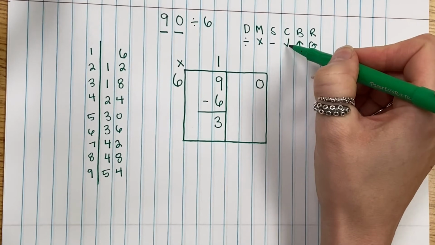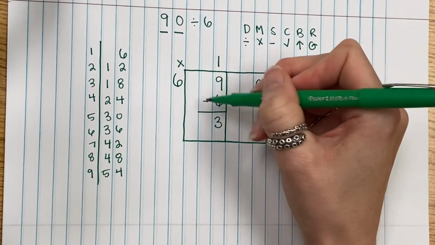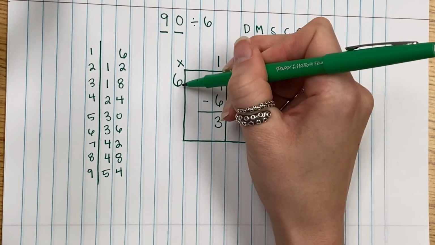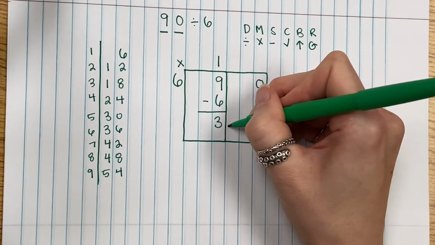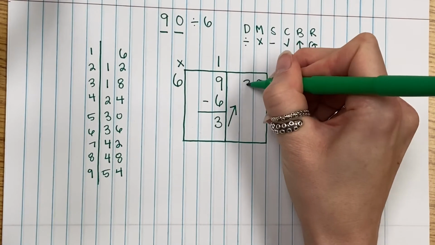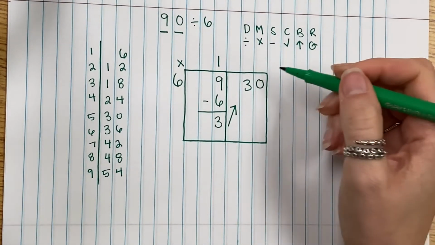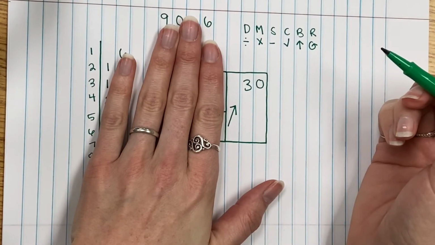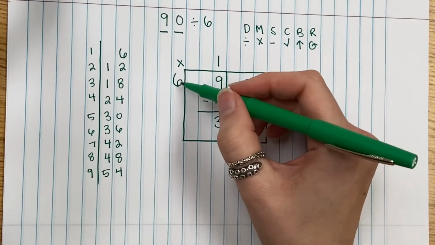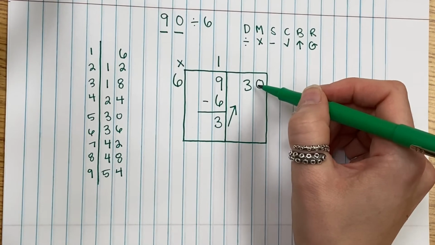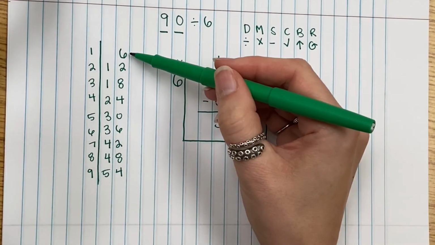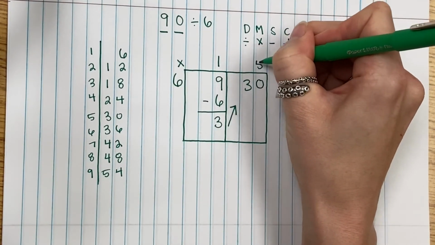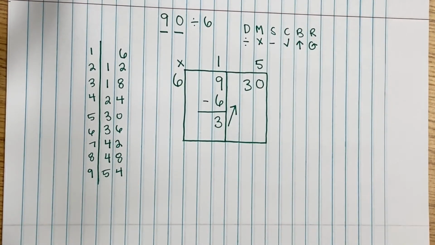After I subtract, I'm going to check my remainder and make sure that it's smaller than my divisor. So I need to ask myself, is 3 smaller than 6? If the answer is yes, I can bring that 3 up into my next box. Now I am only dividing into this second box. I'm going to ask myself, how many times can 6 divide into 30? I can look at my list of multiples and count 1, 2, 3, 4, 5 times. 6 can divide into 30 five times.